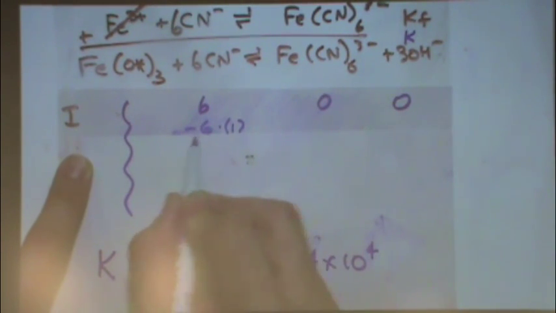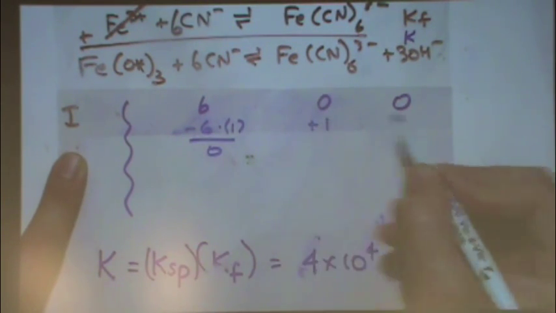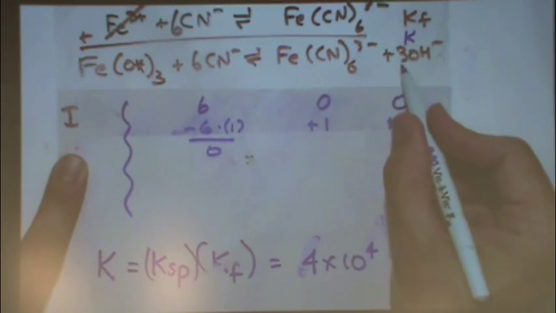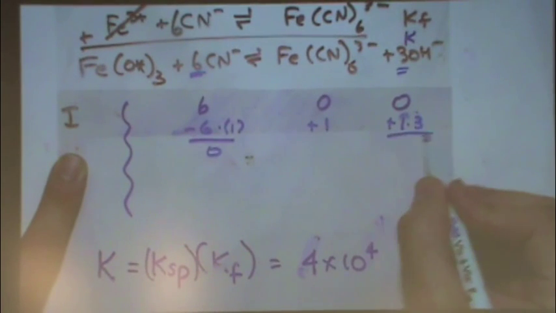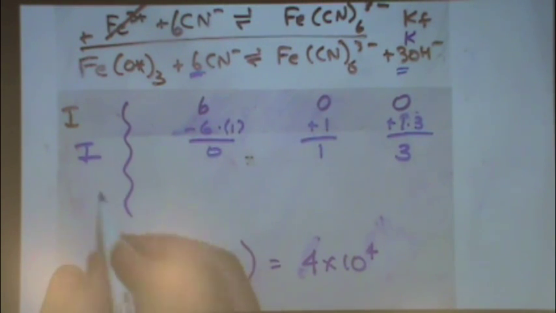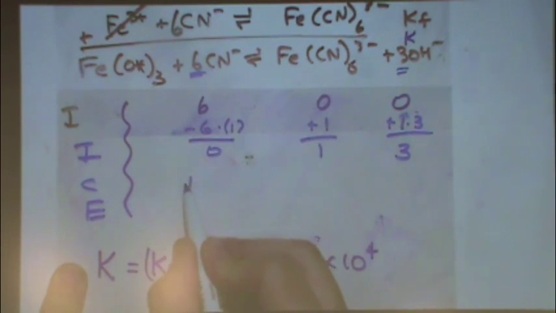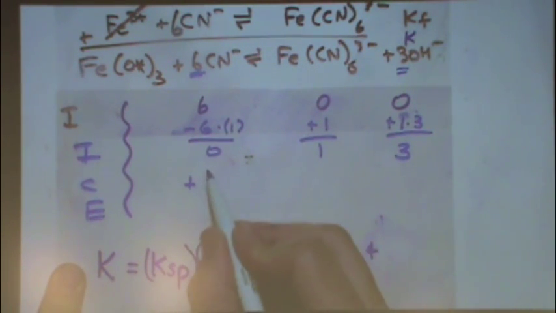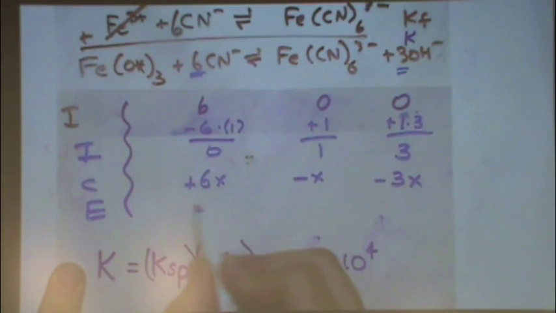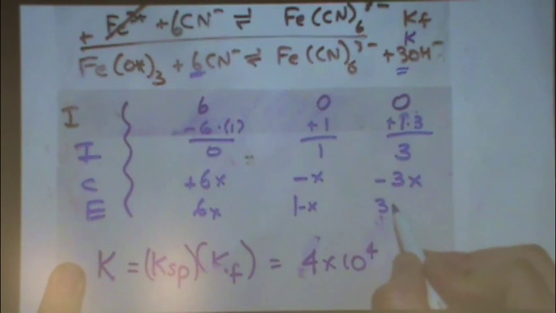Okay, because of the subtraction, I have to do 6 times 1 to subtract 6 here to get 0. And so I'm adding 1 here and adding, what do I add here? Yeah, 1 times 3. This is 3, and this is 1. And this is now my I line of the ice table. I would go C and E. Plus, so I shift back to the left, plus 6x, minus x, and minus 3x. So this would be 6x, 1 minus x, and 3 minus 3x.